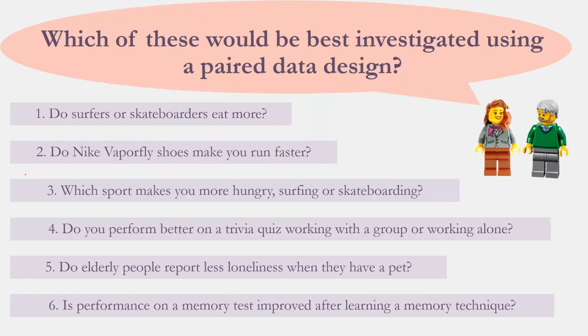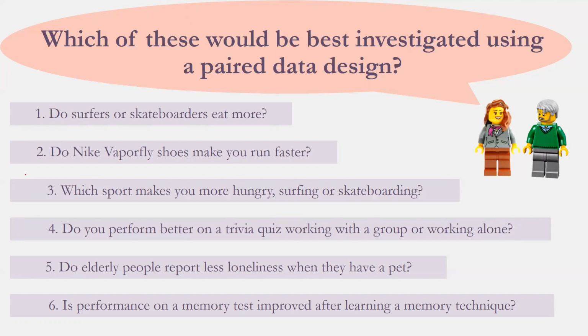So have a look at these 6 examples of possible studies and think about which would be best investigated using a paired design. So a couple of things to think about. Firstly, could it possibly be done as a paired design? I think these are all about people. So could you have one person exposed to both treatment levels? And sometimes that's not possible. So that's the first thing. Can you possibly do it?